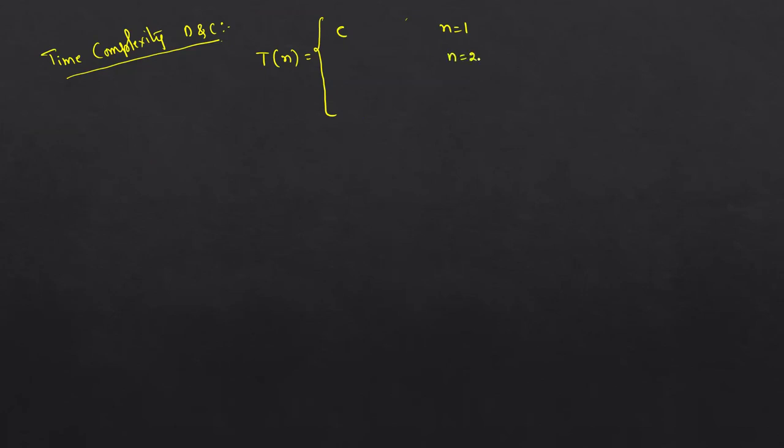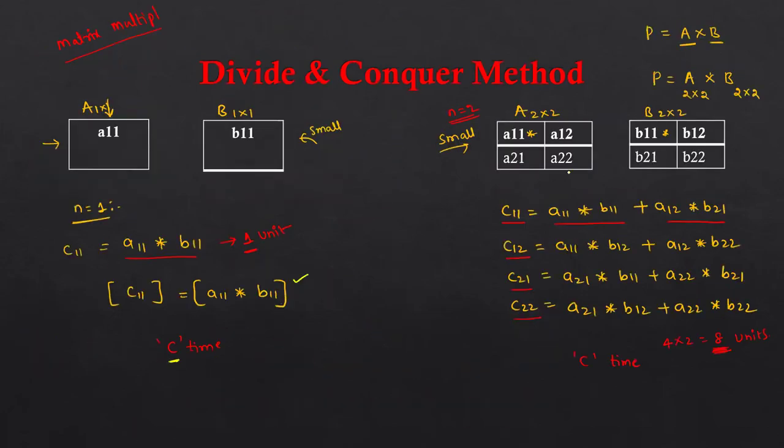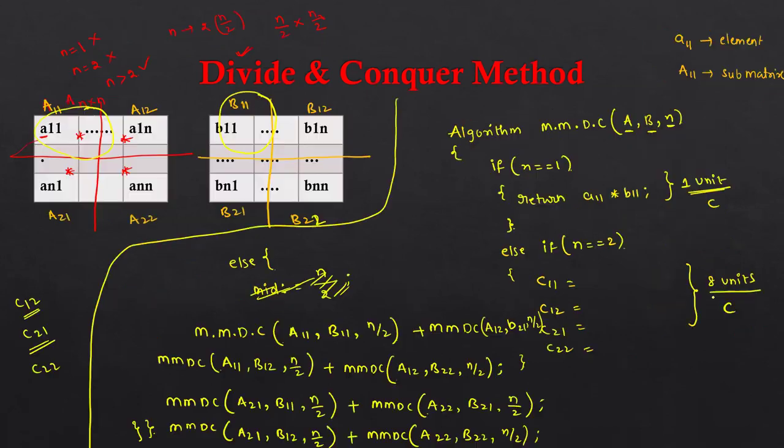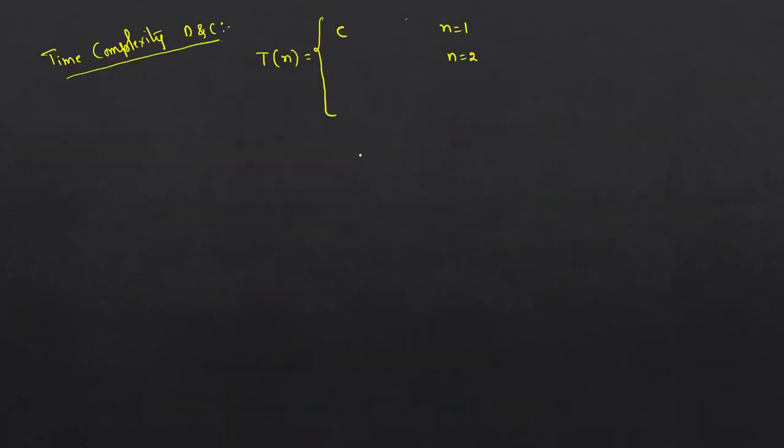What does n equal to 2 mean? It is nothing but the second smallest matrix. How many units of time has this taken? Only 8 units of time. So what does 8 units mean? Is it fixed or does it vary? Fixed. So this is also C.